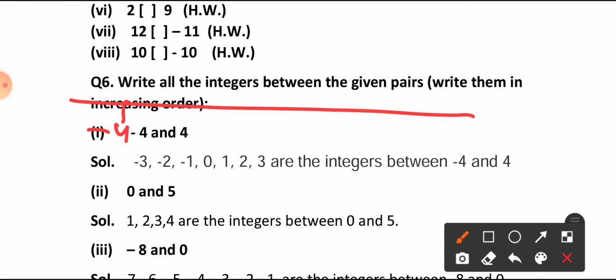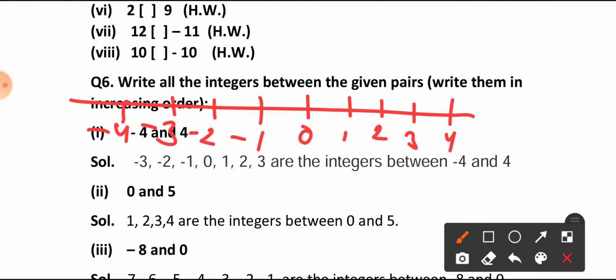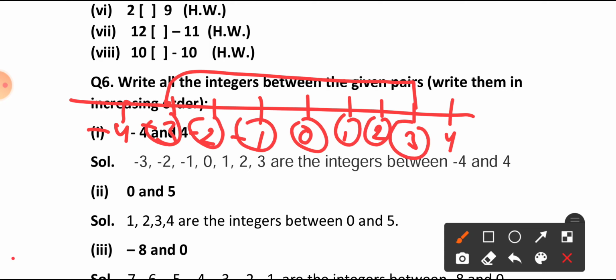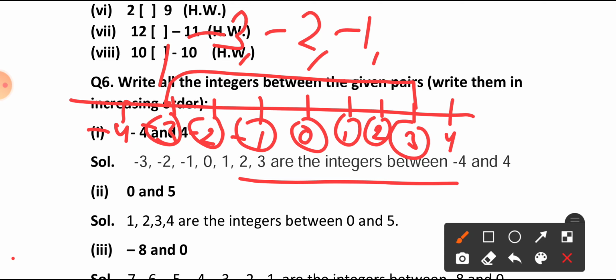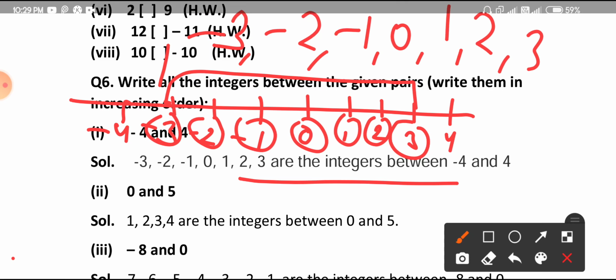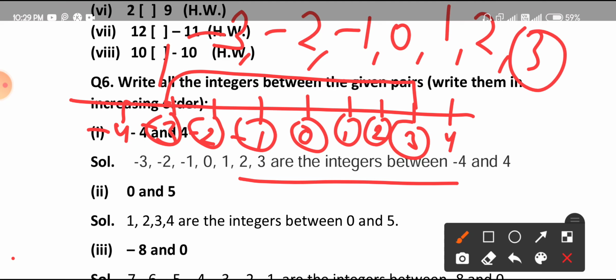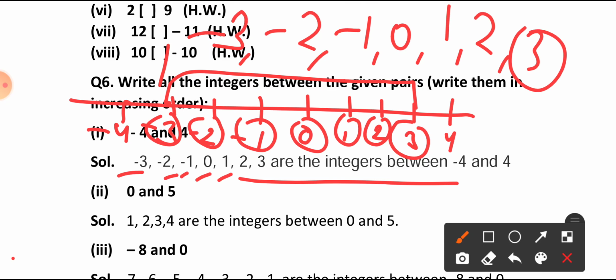So you can see that minus 4, minus 3, minus 2, minus 1, 0, 1, 2, 3, 4. Between minus 4 and 4, which are the integers here? 3, 2, 1, 0, minus 1, minus 2, and minus 3. And this one you have to arrange in increasing order. Increasing order means from smallest to greatest. So which is the smallest integer here? Minus 3. After that minus 2, then minus 1, 0, 1, 2, 3, and 3 is the greatest integer here. So minus 3, minus 2, minus 1, 0, 1, 2, 3. These are the integers between minus 4 and 4.